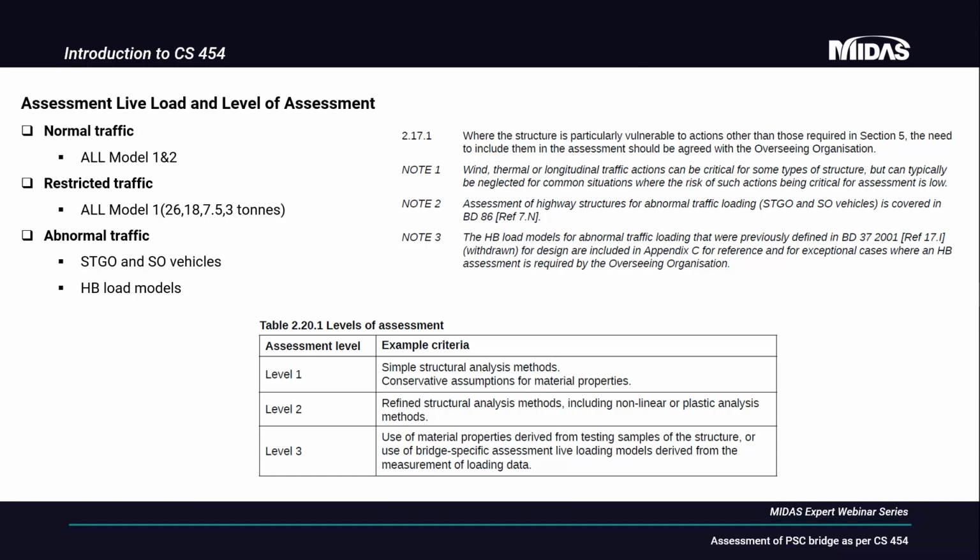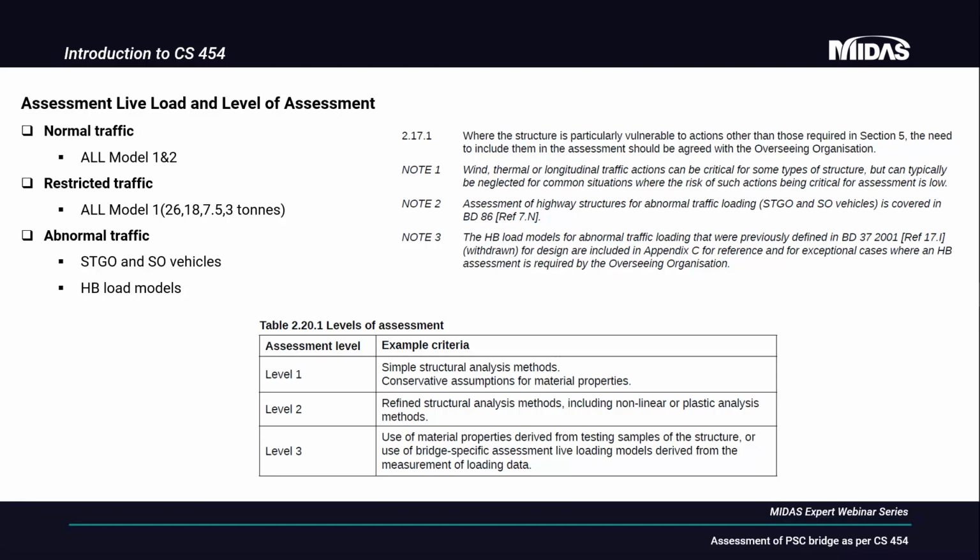However, we would like to focus on the new vehicles which are implemented here, which are model 1 and 2. Engineers also need to decide the level of assessment. Level 1 would be common type simple structural analysis methods, and these give conservative assumptions for material properties, whereas level 2 has a refined structural analysis method, including non-linear or plastic analysis method.